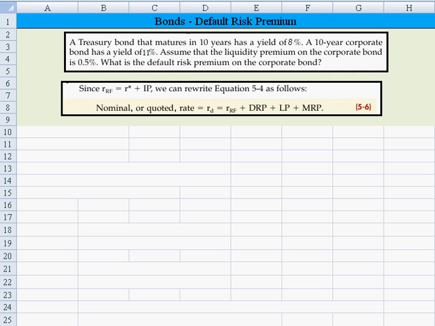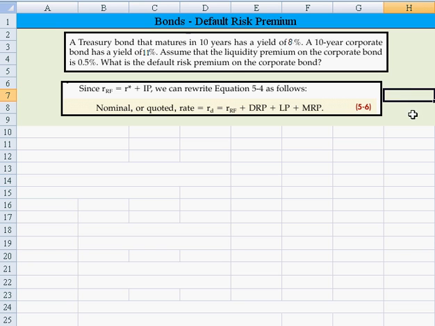A Treasury bond that matures in 10 years has a yield of 8%. A 10-year corporate bond has a yield of 11%. Assume that the liquidity premium on the corporate bond is 0.5%, and the question asks us to determine what's the default risk premium on the corporate bond.